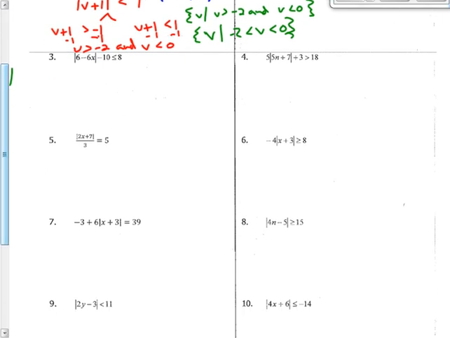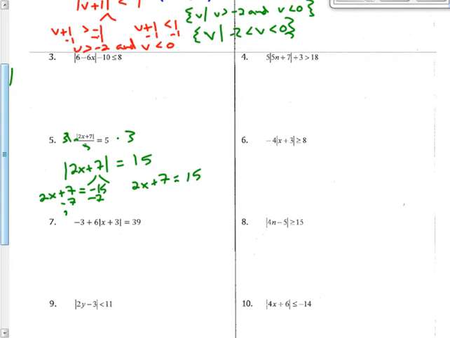Number 5 has an equal sign, but I'm still looking at it the same way. I want to get the absolute value by itself. So I'm going to multiply by 3, so I get the absolute value of 2x plus 7 is equal to 15. Now the absolute value is by itself, so I can split this to the negative side and to the positive side. Go through and solve it. Subtract 7 from both sides. 2x is equal to negative 22. Whoops, subtract 7 from both sides.